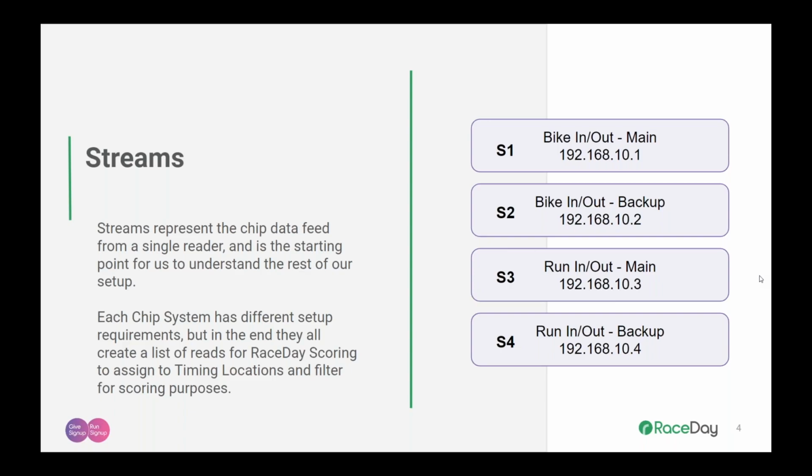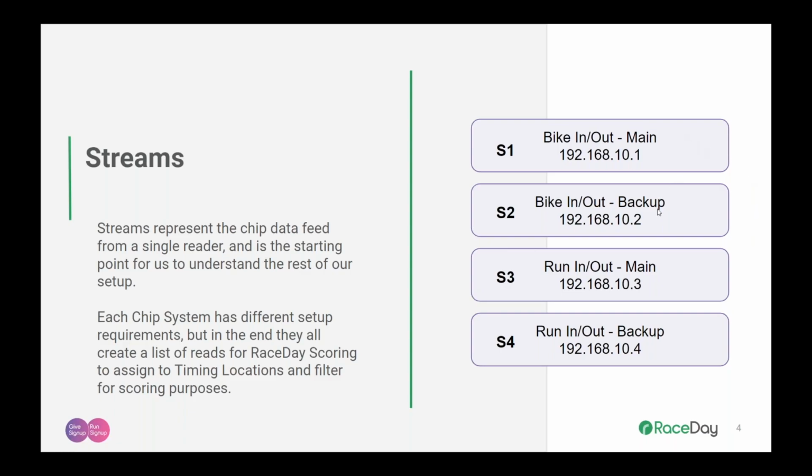Each chip system has a different setup. For those of you who are new to the game, this is a little more complicated than your normal 5K setup, where maybe it's a gun start and you just have a finish line. At a normal triathlon, you might have a gun start, but theoretically you're going to have a minimum of, I guess you could do everything with one decoder, but most of you are going out there with 3+ systems.